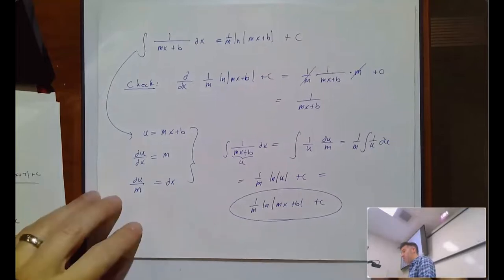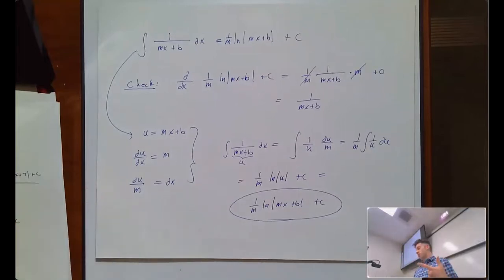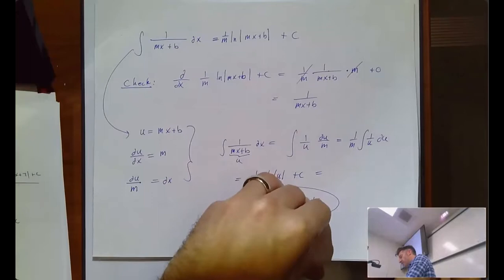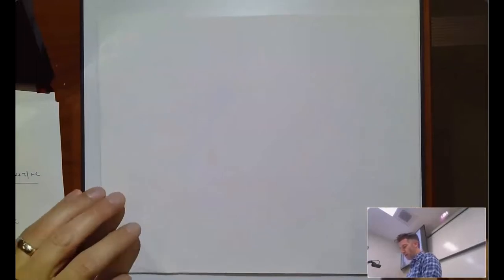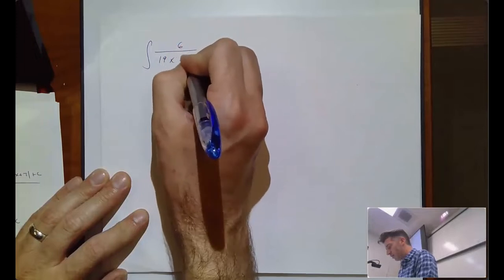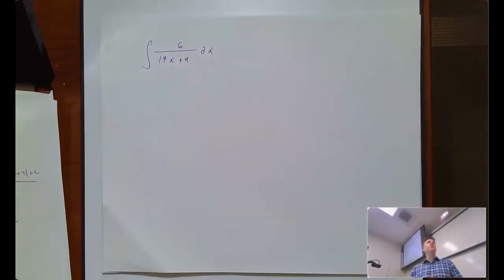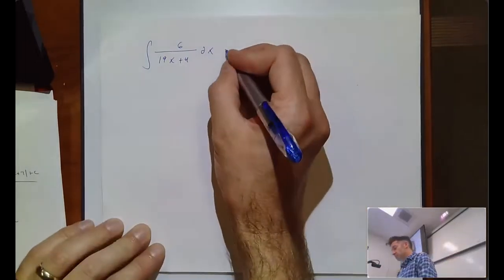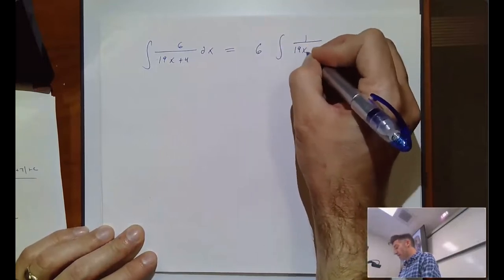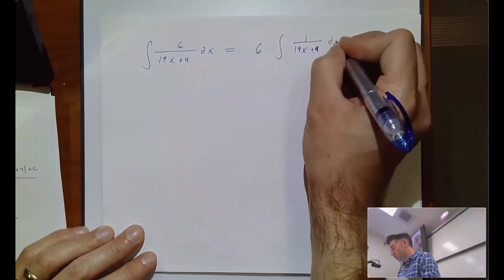So I want to stress, though, this is only valid if essentially, well, let's look at another example and we'll see what I mean. And then we'll talk about the non-example. It's a little trickier when you don't just have a linear thing. So if you had something like the integral of 6 over 19x plus 4 dx, before I start integrating, what can I pull out in front? A 6. I can totally write this as 6 times the integral of 1 over 19x plus 4. I can and should factor that out.